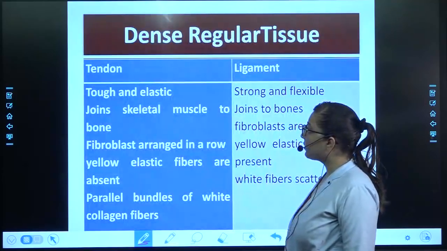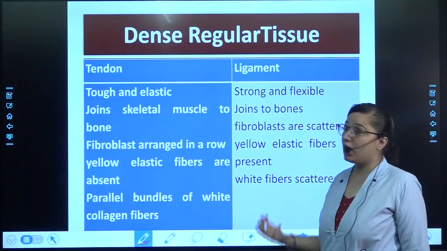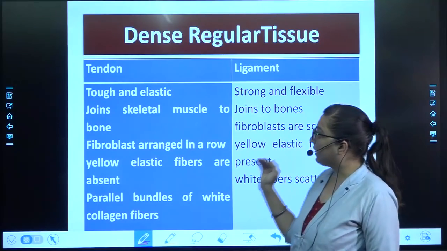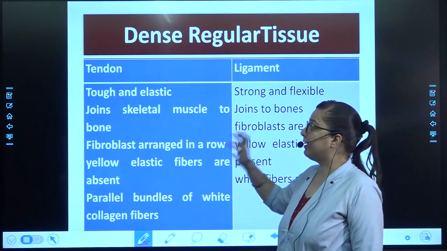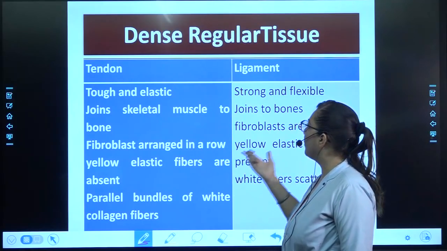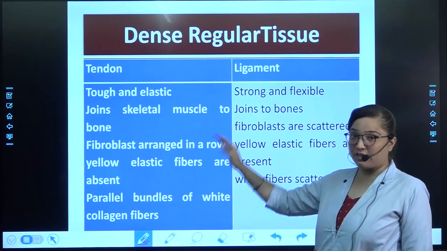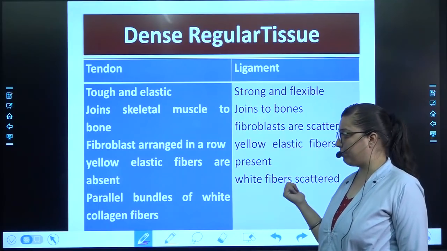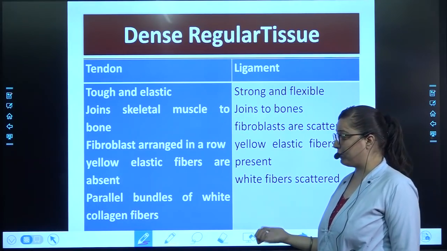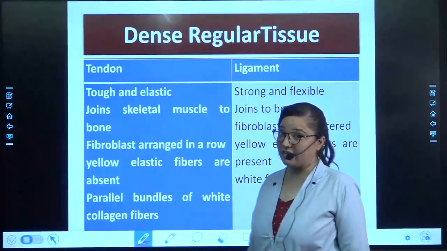Next, about the difference between the tendon and the ligament. Tendons are tough and elastic, while ligaments are strong and flexible. The tendon joins the skeletal muscle to the bone, and the ligament joins bones to bones. Fibroblasts are arranged in a row here, and scattered here. Yellow fibers are absent here, present here. White collagen fibers are present in parallel rows here, while here they are scattered.